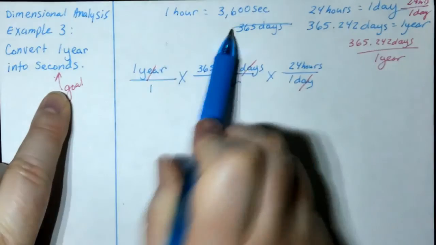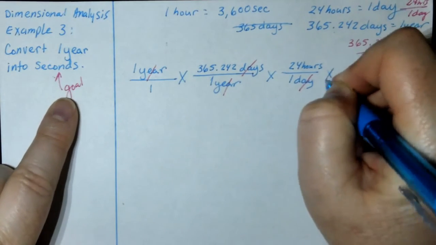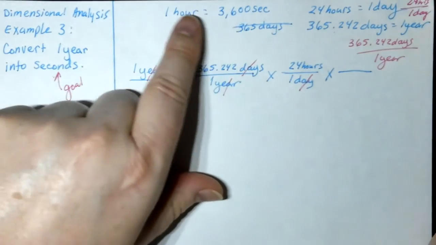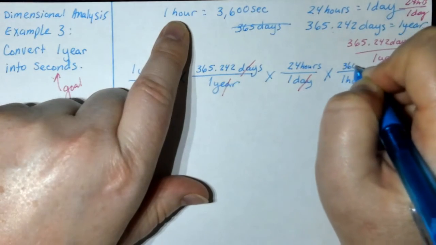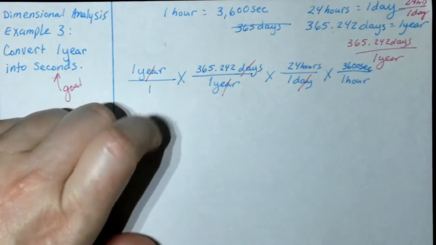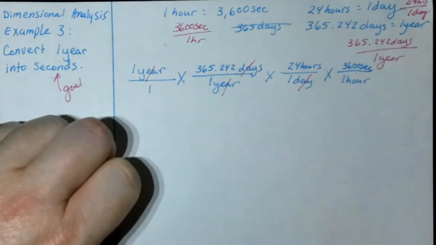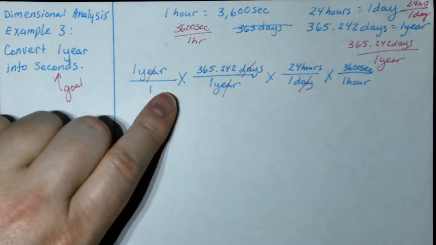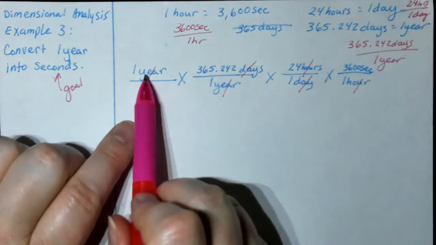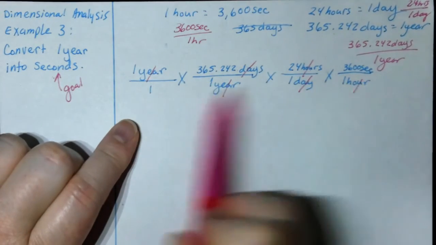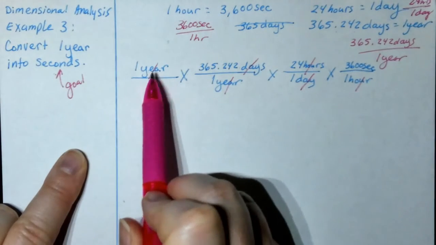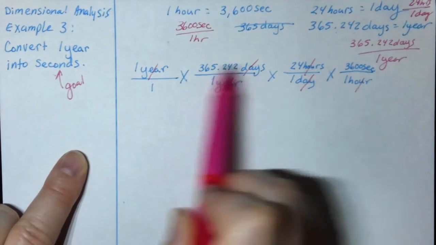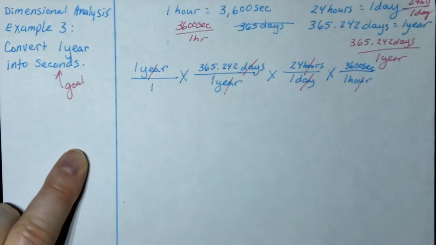So right now I'm at hours. I still need to get to seconds. So I've got one last step. I know my hours are going to be on the bottom and my 3600 seconds on the top. Okay, so now I can cancel hours and hours. I'm left with seconds. Years to seconds. So I now know my problem is set up.